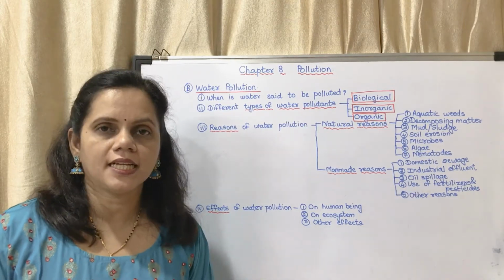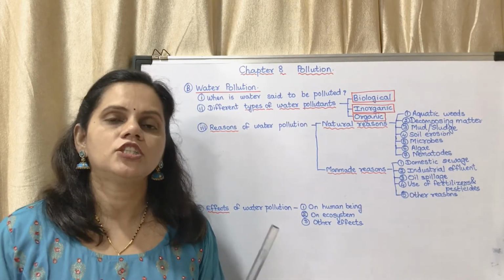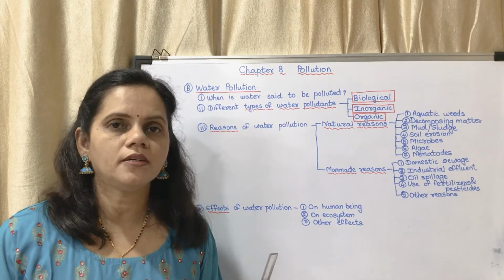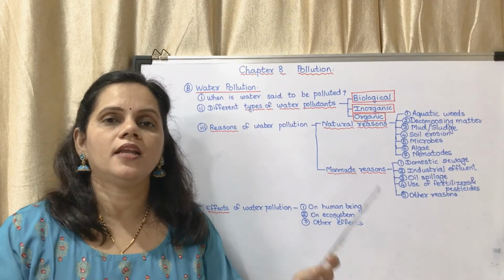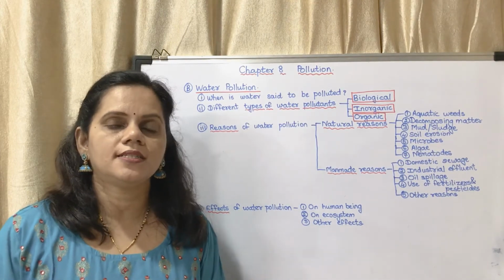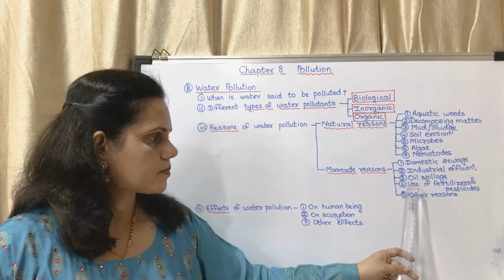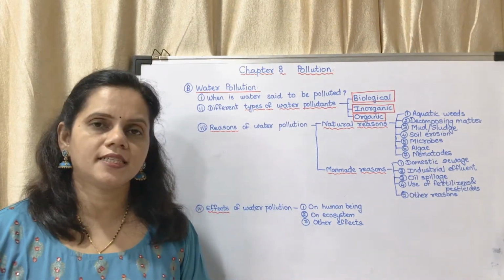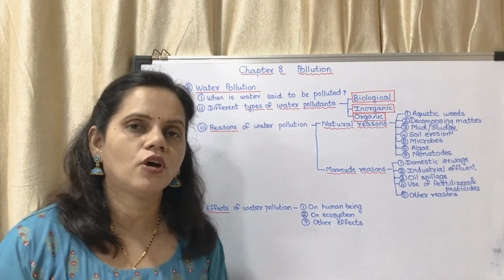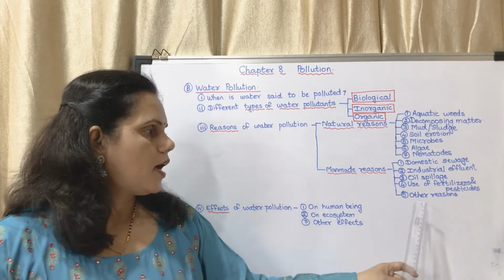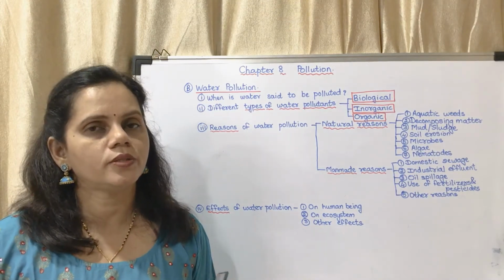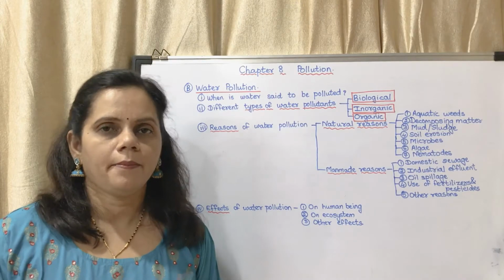Oil spillage: in oceans, the ships which carry oil spill some amount of it, or if a ship sinks, the oil is disposed of into the ocean, so it is oil spillage. Use of fertilizers and pesticides, which are washed off into water, and other reasons. These are the man-made reasons. So basically there are two reasons, natural reasons and man-made reasons.